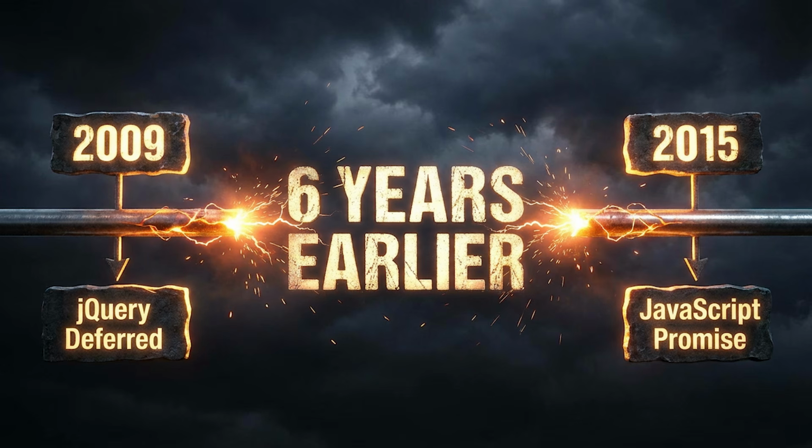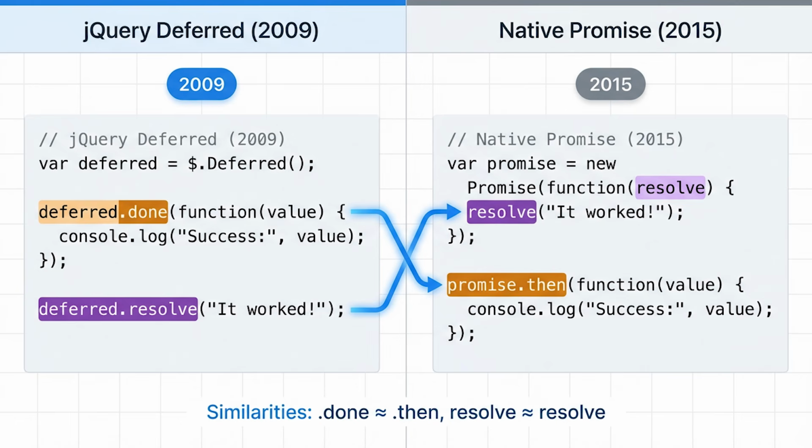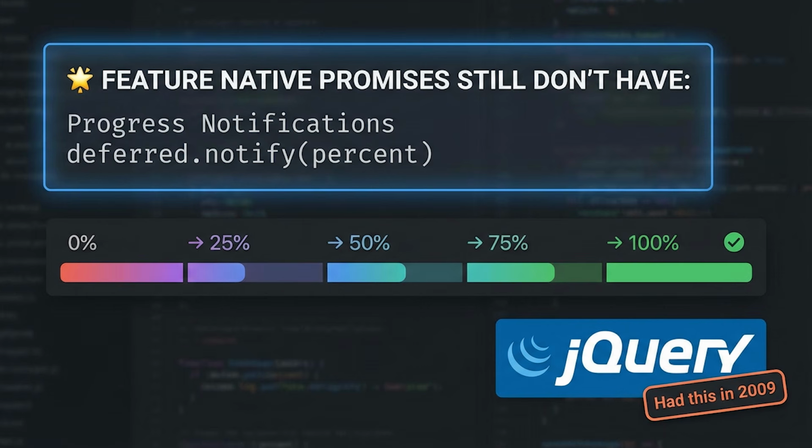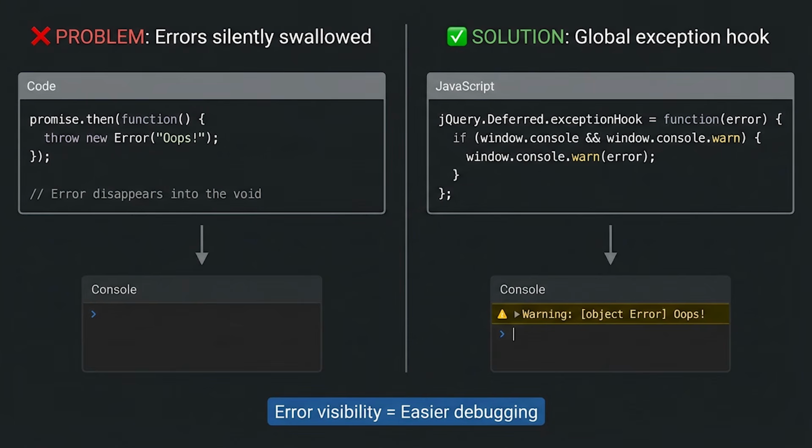Okay, here's the historical bombshell that most developers don't know. jQuery had promises 6 years before JavaScript added them to the language. In 2009, jQuery 1.5 introduced a Deferred object. Native JavaScript promises weren't standardized until ES2015. And here's the thing, jQuery's implementation actually influenced the promises specification that all modern promises are based on. The jQuery Deferred system has 3 states: pending, resolved, and rejected. It supports progress notifications, something native promises still don't have, and it has a .then method that allows chaining.